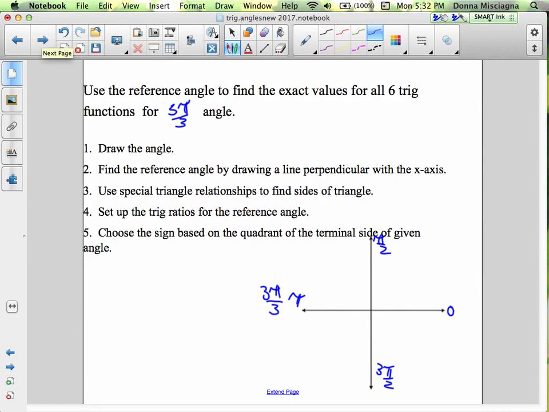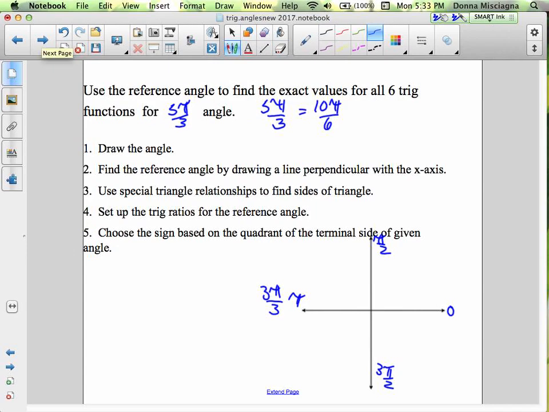Well, how about, though, 3 pi halves? I can't change that into thirds. Well, let's change 5 pi thirds into something that would have something in common with the two. And that is, what if we changed it to 6? Because we could change halves into 6. So 5 pi thirds is the same as 10 pi sixths, right? I just multiplied numerator and denominator by 2.